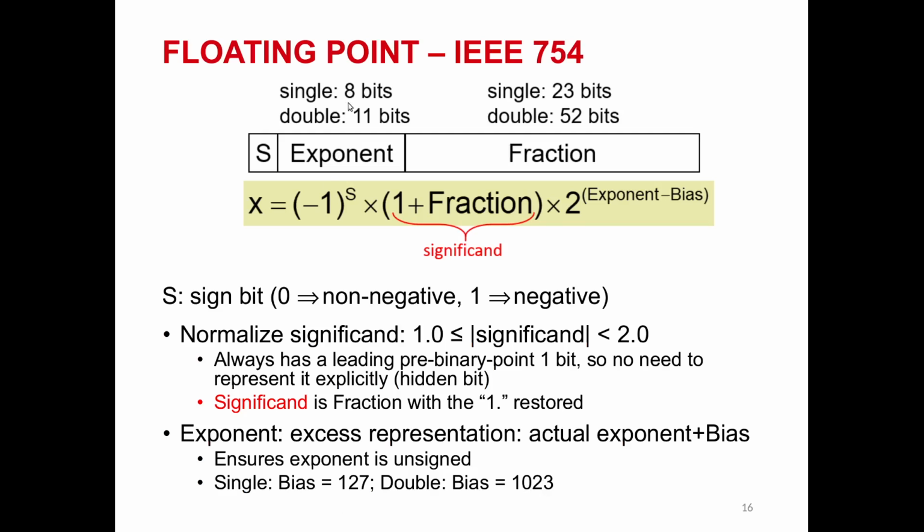Why is it 127 and 1023? As you can see here, if we use 8 bits for the exponent, in binary you can show a value from minus 128 to 127, because for 8 bits we will have totally 256 values, and for 11 bits we are also able to show the value from minus 1024 to plus 1023, and totally with 11 bits you can show 2048 values here.